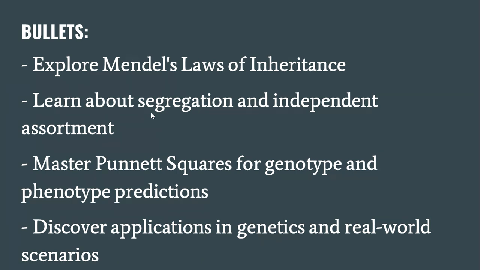We will also cover the concept of segregation and independent assortment, how to create and interpret Punnett square, applications of Mendelian inheritance in genetics and real-world scenario. So by the end of this presentation, I believe you will all have a solid understanding of Mendelian inheritance and how it forms the basis of modern genetics. So let's get started.